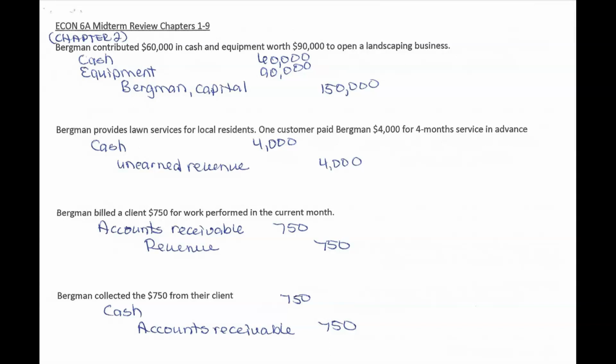Number 4, Bergman collected the $750 from their client. Debit cash $750 because the client gave him the money, and then credit accounts receivable to reduce what he owes. We put it into accounts receivable at $750. Now that the client paid, we take it out of accounts receivable at $750. So it shows a zero balance.